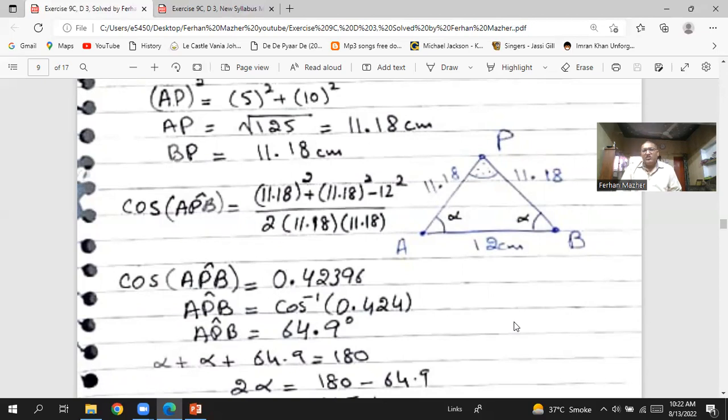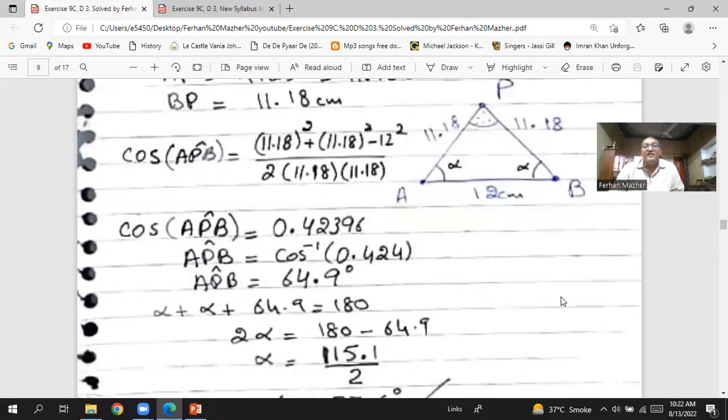And how do you do this in your calculator? In your calculator, you will write 11.18 square plus 11.18 square minus 12 square equals, divided by 2, divided by 11.18, divided by 11.18, equals. You will get 0.42396. Then the cos will come to this side, and it will become cos inverse. So in your calculator, shift cos 0.424 equals, you get 64.9 degrees. So the APB angle will be 64.9 degrees.